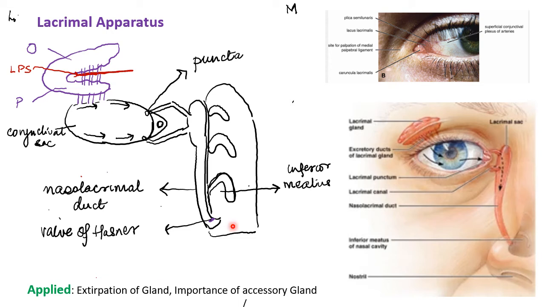This valve prevents the air from entering from the nasal cavity into the nasolacrimal duct and ultimately into the eye, and prevents the blowing up of the eyes. But it does not obstruct the pathway of the tears or secretions into the inferior meatus. Now you also understand why you can taste your tears when you are crying.